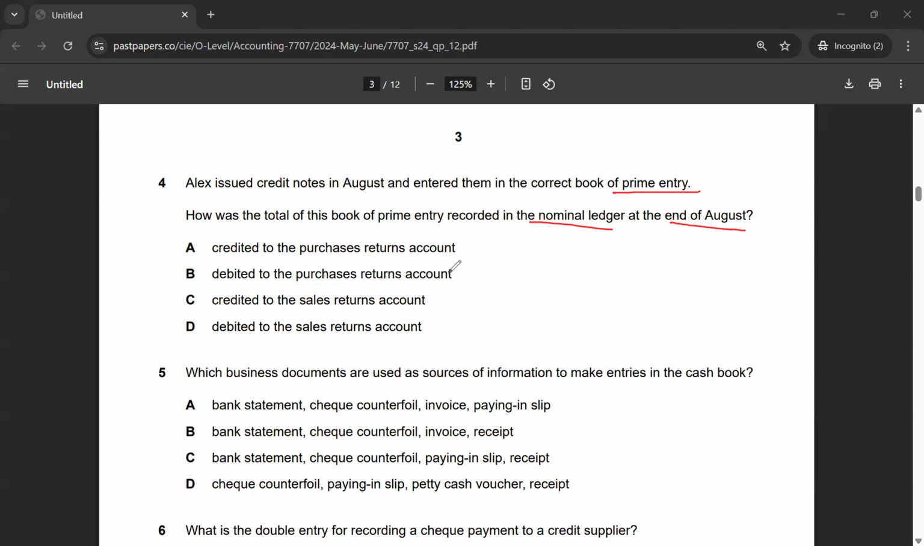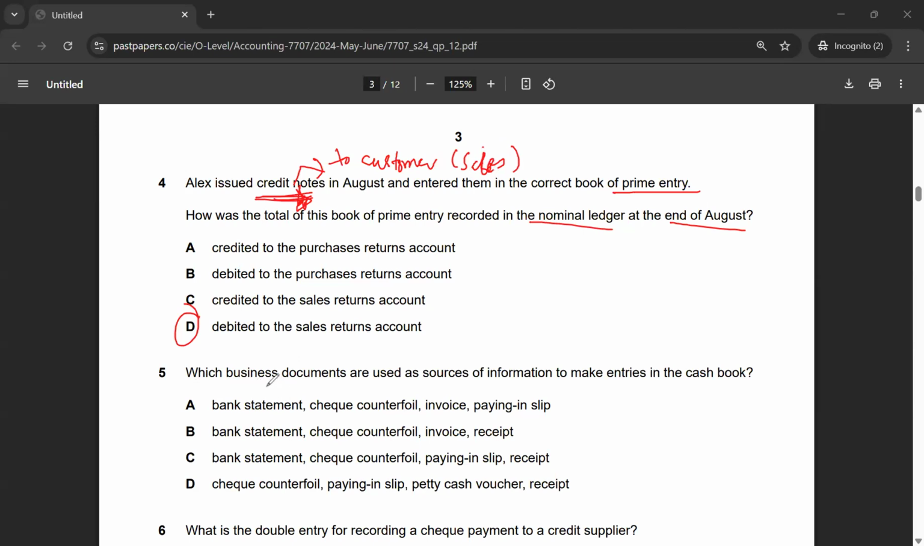So it will be debited to sales returns account because credit notes are issued to its customers, right? So those were sales, right? So they have been issued to customers of Alex, i.e. sales, right? So customers have returned those goods because they are faulty. So it will be debited to the sales return account. So the correct answer for multiple choice 4 is going to be option D.